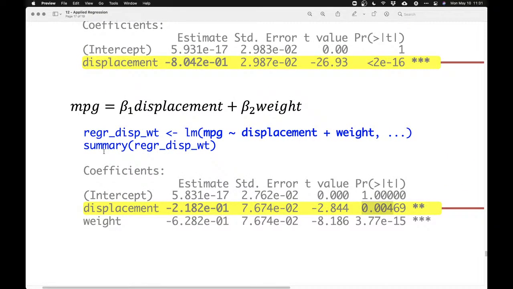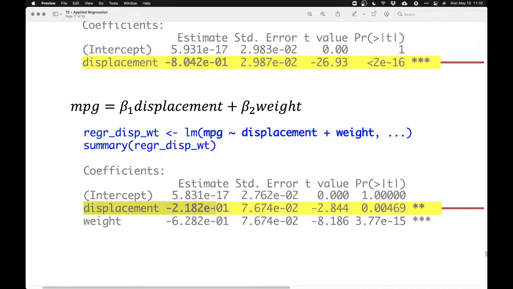We'll talk about mediation in another week, okay? Just play with this idea for now of collinearity. You've got two explanations which are almost identical. By themselves, the displacement explanation was a very strong explanation, minus 0.8 estimate. I added weight, and displacement is now not such an important explanation anymore.